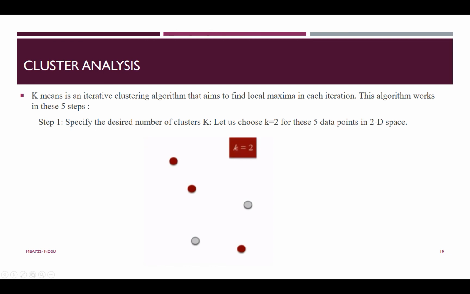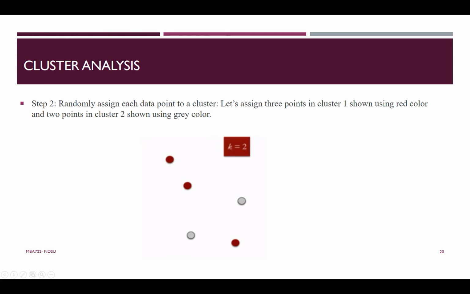K-means is an iterative clustering algorithm that aims to find local maxima in each iteration. This algorithm works in these 5 steps. In step 1, we need to specify the desired number of clusters, k. Let us choose k equals 2 for these 5 data points in 2D space. In step 2, the algorithm randomly assigns each data point to a cluster. Let's assign 3 points in cluster 1 shown using red color and 2 points in cluster 2 shown using gray color.